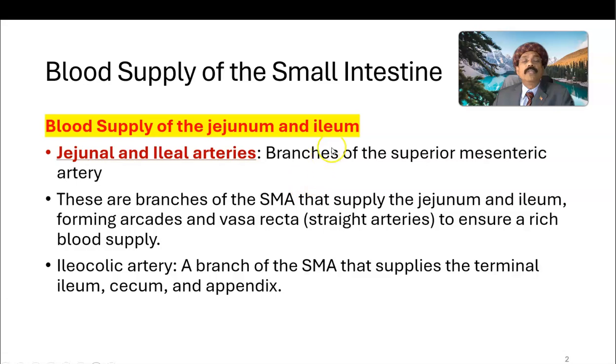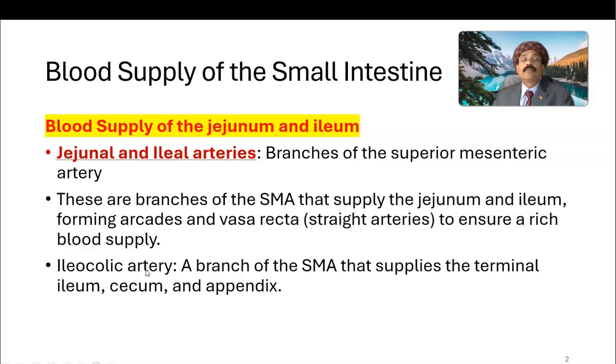Blood supply of the jejunum and ileum. This is done by jejunal and ileal arteries, branches of the superior mesenteric artery. These branches supply the jejunum and ileum, forming arcades of blood vessels in the mesentery, and vasa recta, that is also seen in the mesentery. We call them straight arteries, to ensure a rich blood supply.